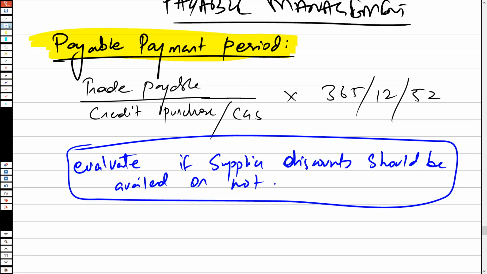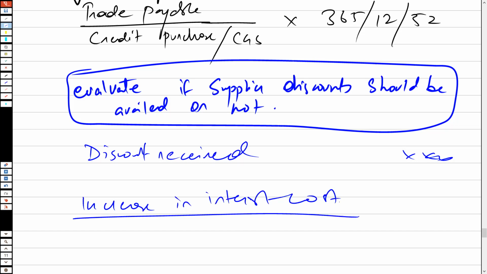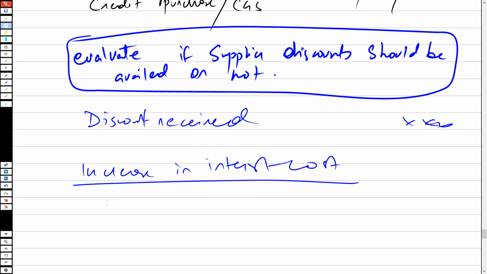So again, what happens is that the discount received is compared with the increase in interest cost. How would you actually have an increase in interest cost? You would say revised payable.